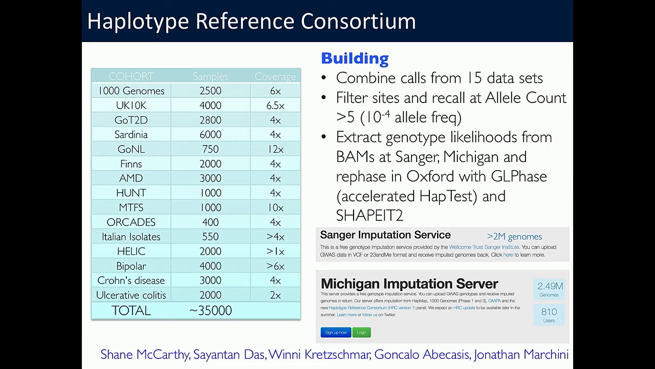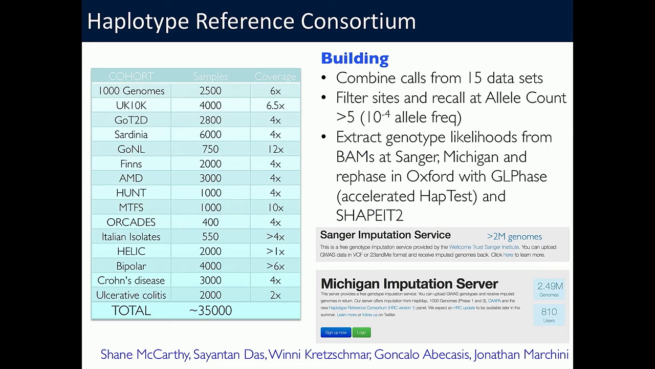Combined data from 15 data sets. It was non-trivial to get people to pool together information. We recalled everything. We actually think our calls are better than the 1,000 genomes on the 1,000 genomes data set. We have good reasons, at least at SNP sites. We ended up dropping indels, which is unfortunate, and that's what we want to put back into the next version.